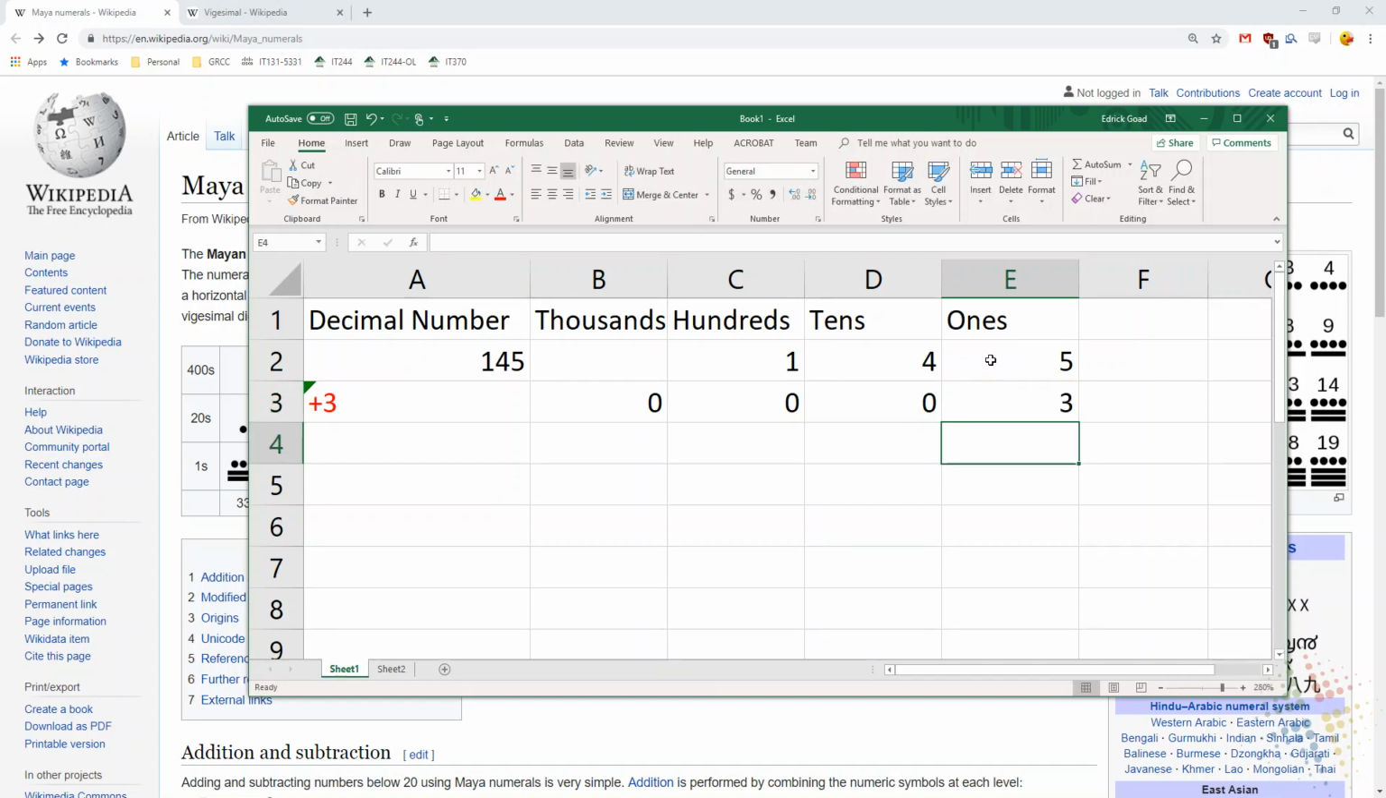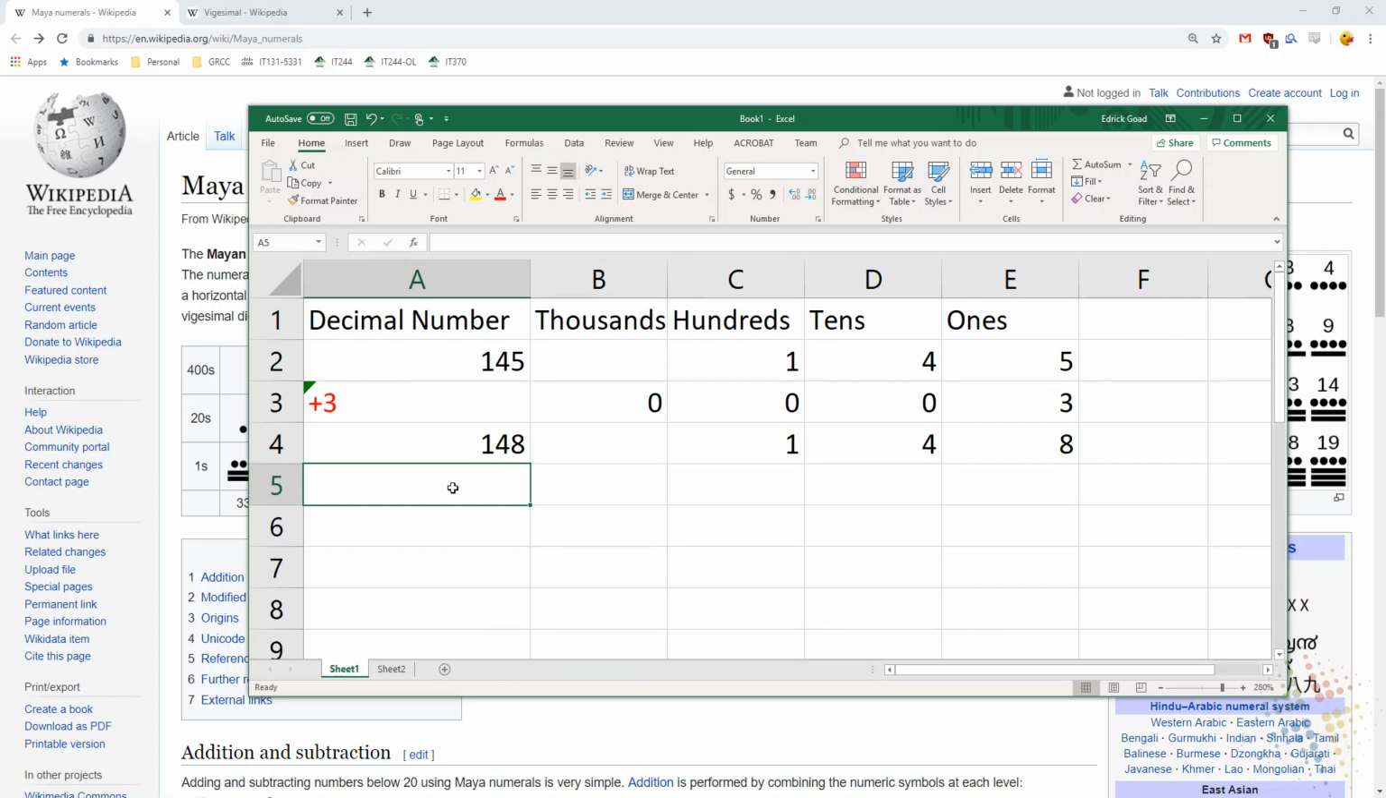So then I just simply combine these to get these two together. 5 plus 3, well, that's 8. 4 plus 0, that's 4. 1 plus 0 is 1. And then 0 plus 0 is 0, so I'll leave that one blank. So now 145 plus 3 is 148. Well, that makes perfect sense.